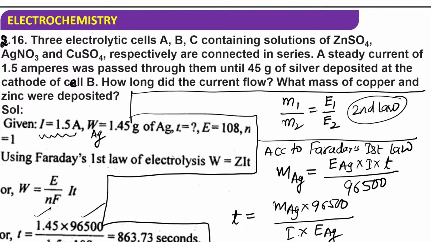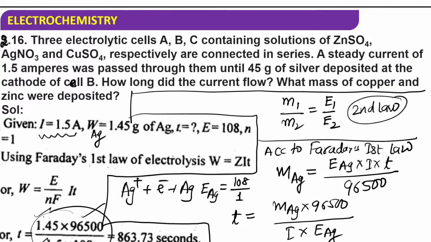96,500 coulombs, current is 1.5, equivalent weight of silver. Now it was told that in silver nitrate, silver is 1+, and equivalent weight of silver is its atomic weight divided by 1, so 108. So in this way we put these values and we get 863.73 seconds. That is all you had to do, just put the formula, the value will come.